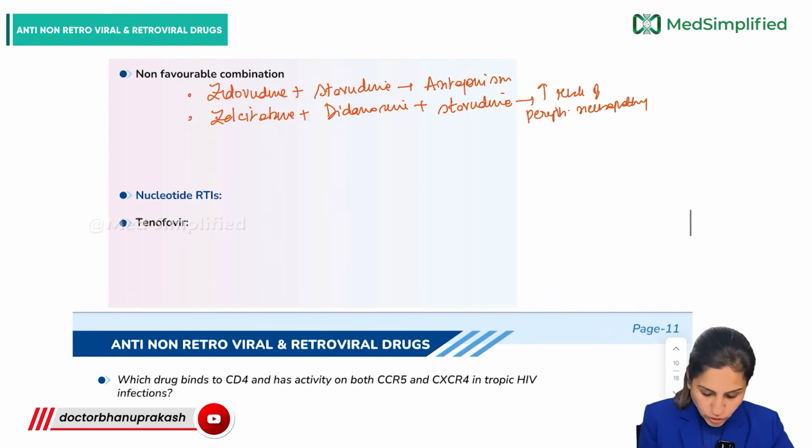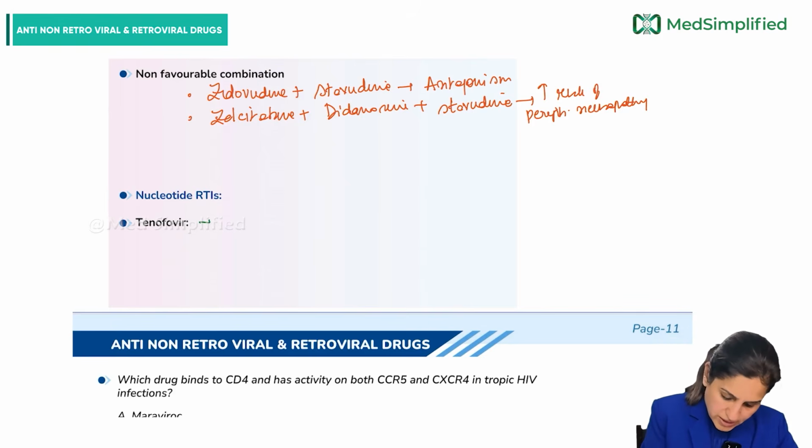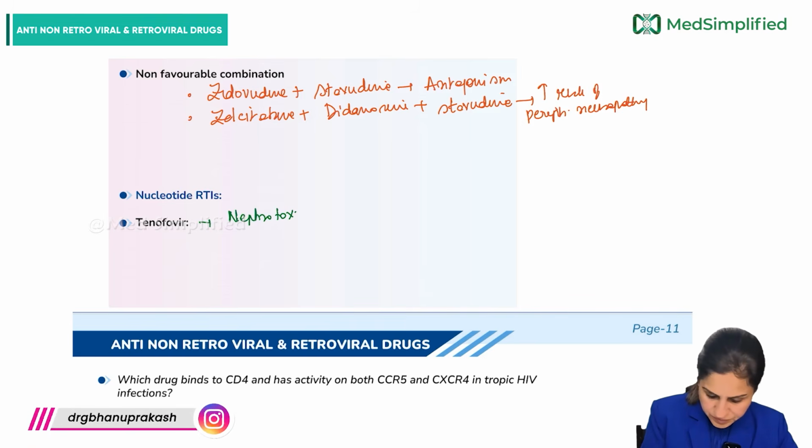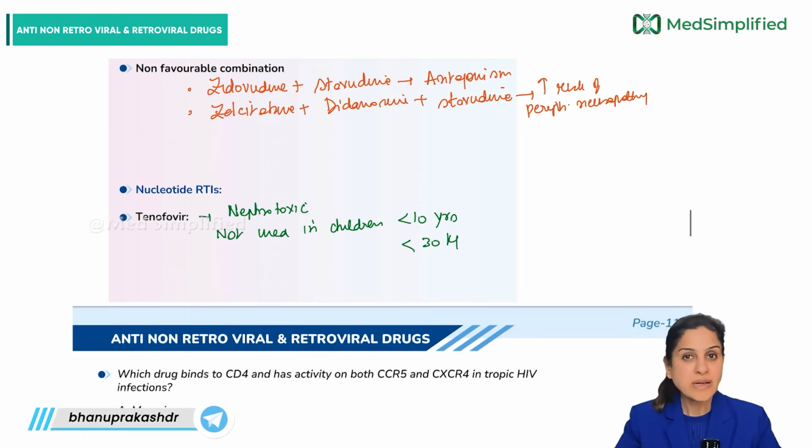Then we have nucleotide reverse transcriptase inhibitors like tenofovir. So in the tenofovir, important is that it is a very nephrotoxic drug. And it is not used in children less than 10 years or if the weight is less than 30 kg because we don't have sufficient data to prove its safety in these people.